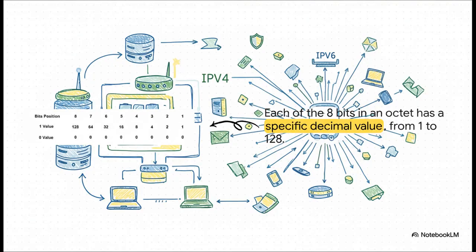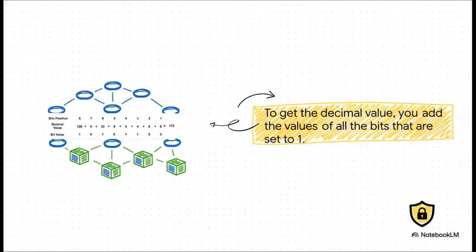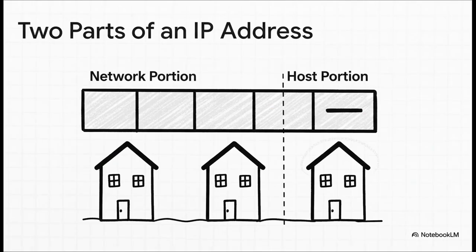Okay, so how does that translation happen? Well, each of the 8 spots in that chunk of binary code has a fixed value. You can see it here. The one on the far right is worth 1, the next one is 2, then 4, 8, and you just keep doubling it all the way up to 128 on the far left. So here's the magic trick. The computer just looks for which of these spots are turned on, which ones have a 1, and it adds up their values. That's it. So in this case, it sees a 1 in the 128 spot, the 32 spot, the 8 spot, and the 4 spot. Add them all up, and you get 172. Simple as that.